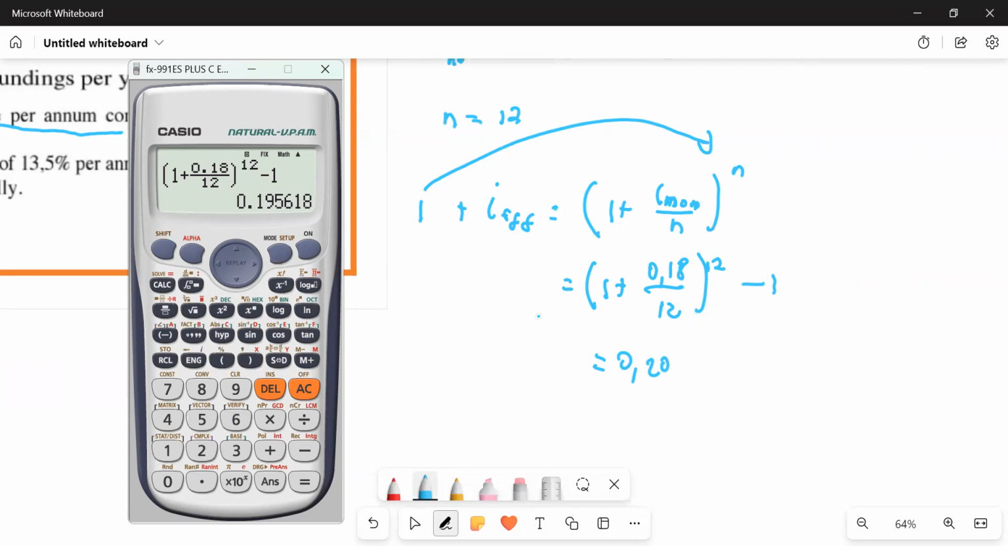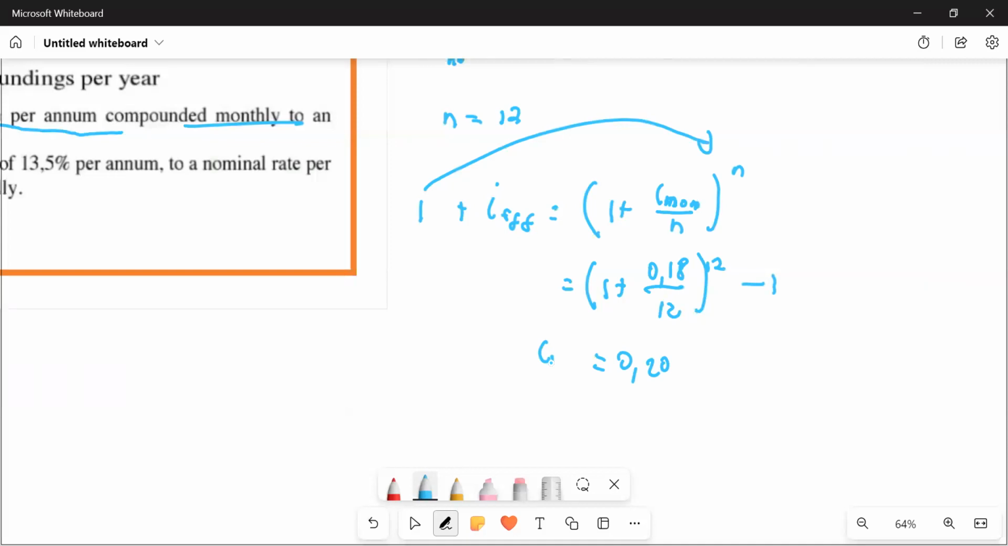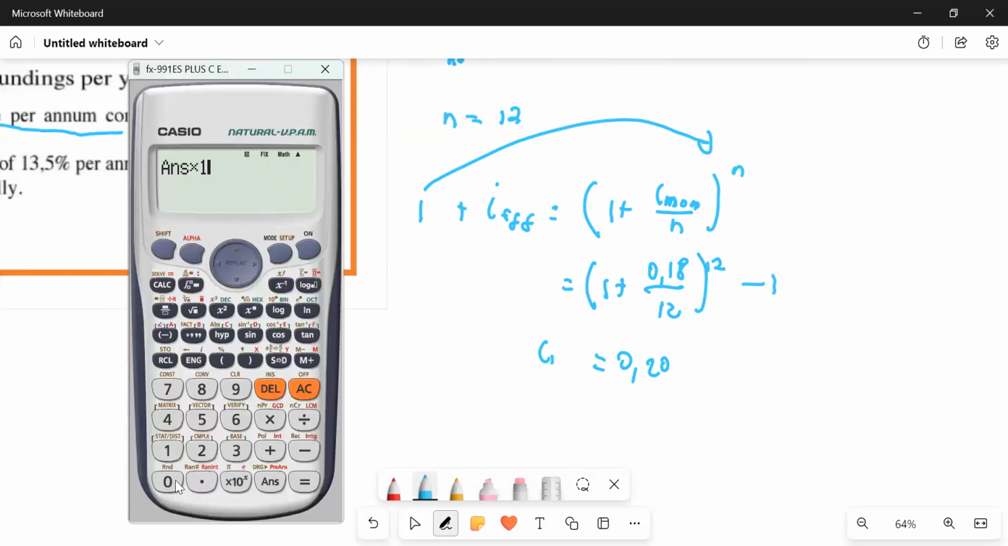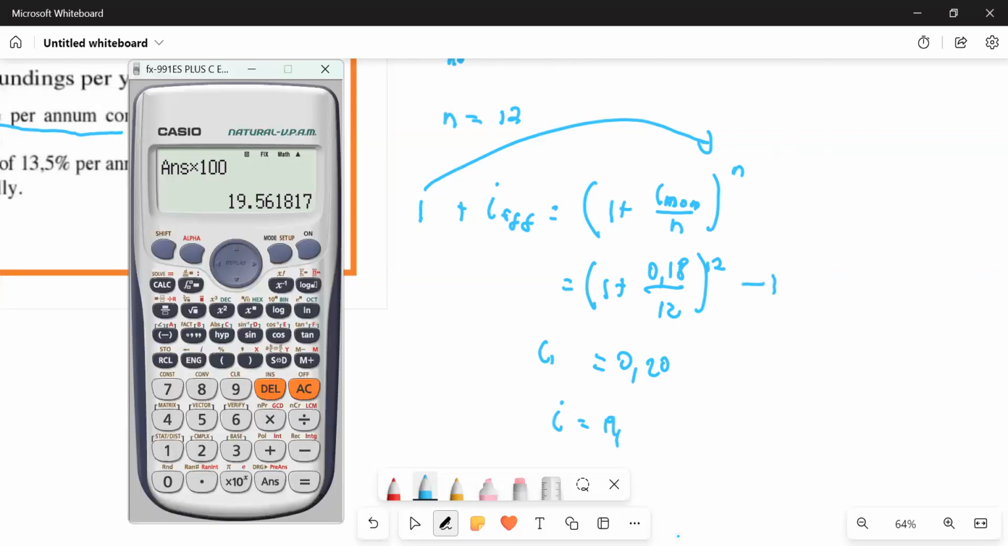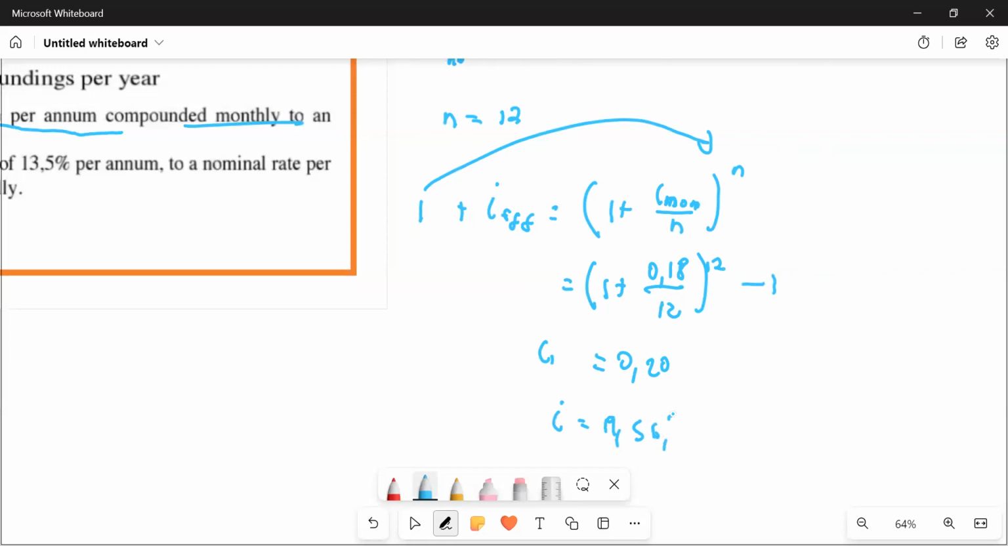And after that, actually, the interest rate, we're going to write it as a percentage. So if we write this as a percentage, we're going to multiply by what? By 100. And then what we get is our effective interest rate. I effective is going to be equal to 19.56%. And this is going to be the effective interest rate.